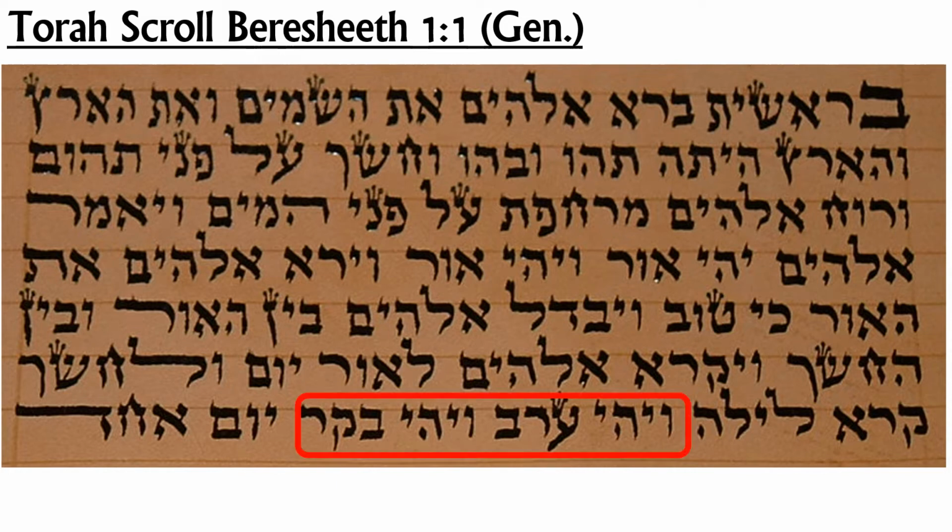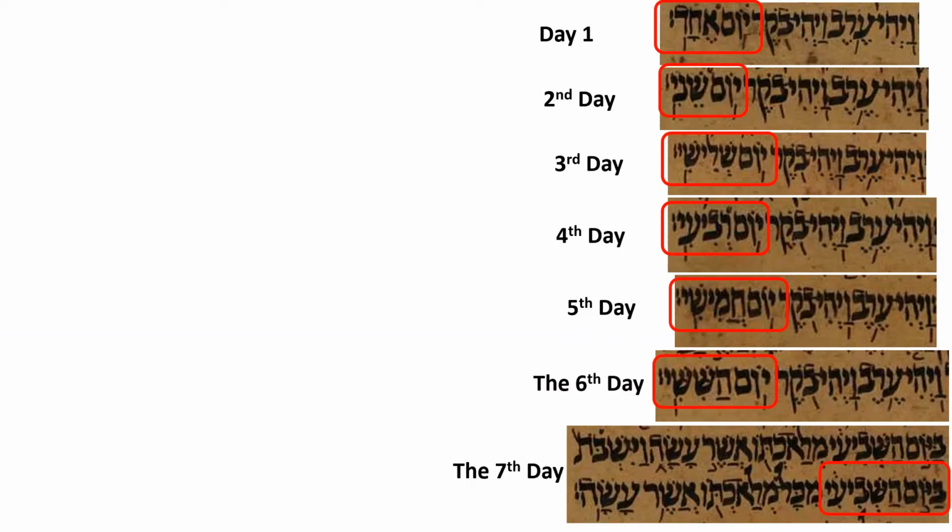Now the part I want to focus in on for this video is the section that says "vehi erev vehi voker," and then it says "Yom Echad." The reason I'm going to focus on this is because when you look at the Hebrew text, pushing away the English text, the English has no precedent here. What you find is if you go through all the different days mentioned in the Torah, it states something very specific. When it gets to the one I just read, where it says Yom Echad, the best translation for that in English would be day one.